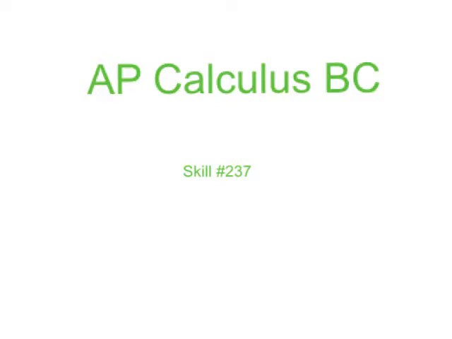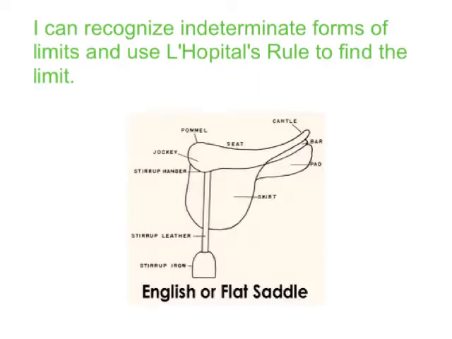Welcome to AP Calculus BC video for skill number 237. I can recognize indeterminate forms of limits and use L'Hopital's rule to find the limit.